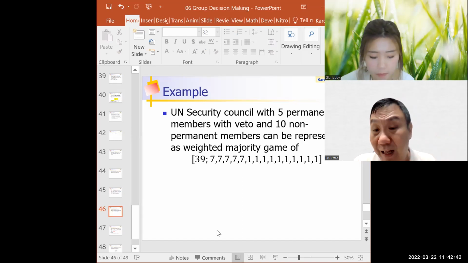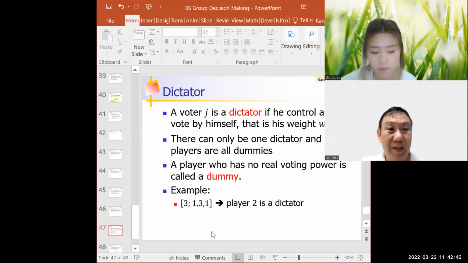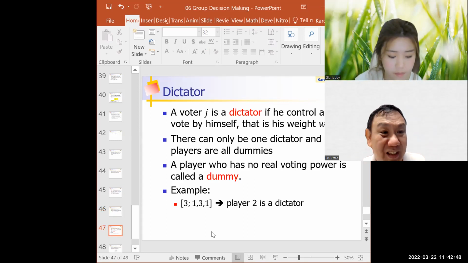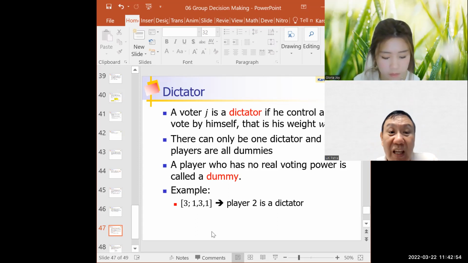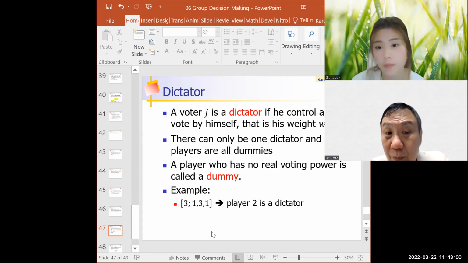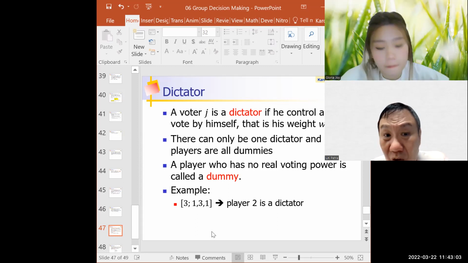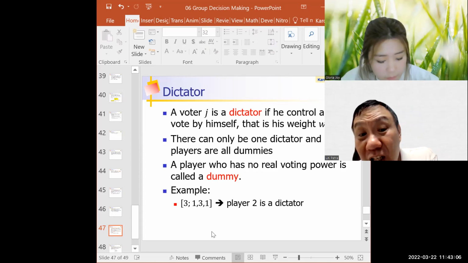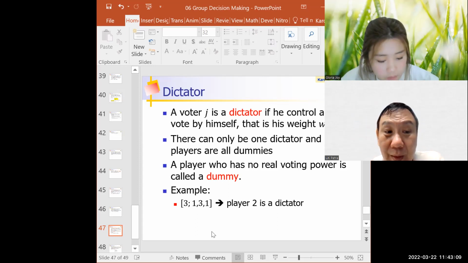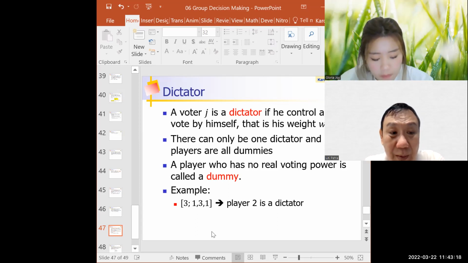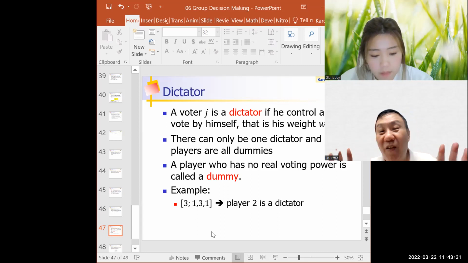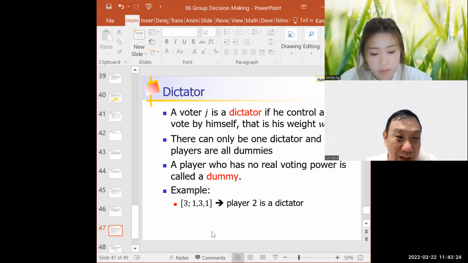Veto power is different from dictatorship. So the next one is dictator. What is a dictator? A voter J is a dictator if he or she controls any vote by himself or herself. How do you see? The weight of J is larger than or equal to Q. So there can only be one dictator in this game, and all other players are called dummies. What is a dummy? Dummies are players who have no real voting power.